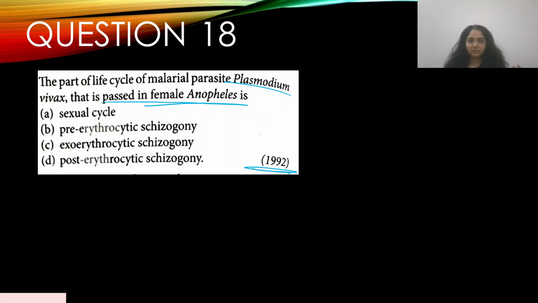There are two hosts: the human host and the female mosquito host. So what is passed into the Anopheles mosquito? That's what we want to know. Which part is transferred from human into the mosquito host? It's actually the sexual cycle. So it's A, sexual cycle.